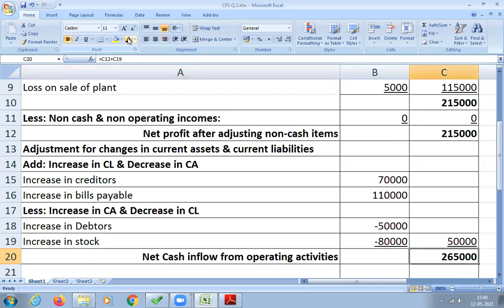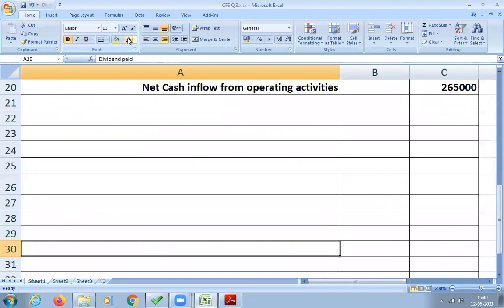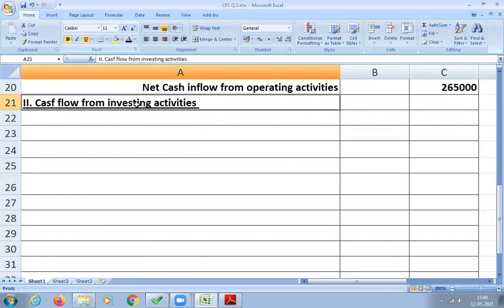Inflow. Why is it inflow? Because it is a positive answer. If it is negative, you write cash outflow. So one activity we have completed. What is the next activity we have to add? Cash flow from investing activities.